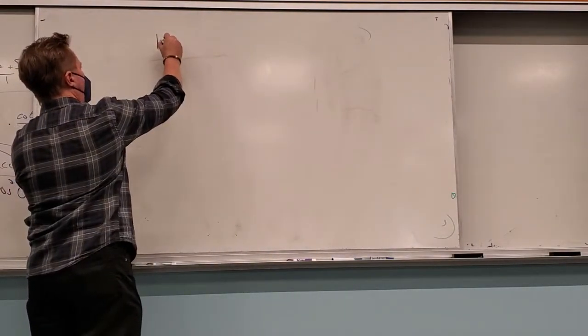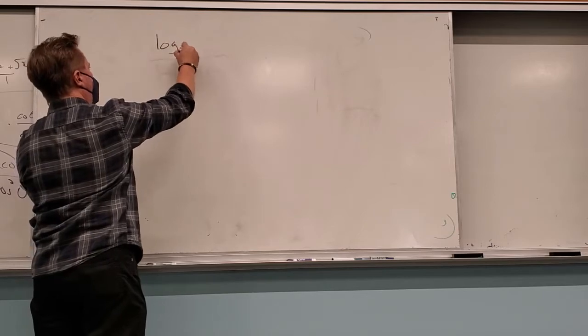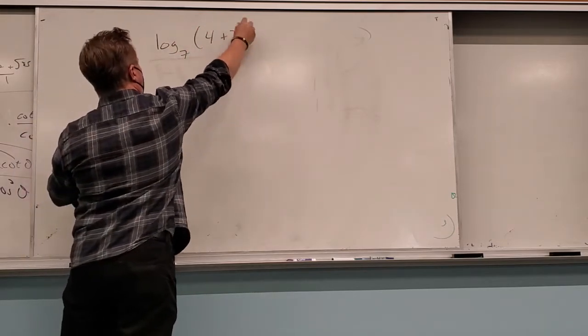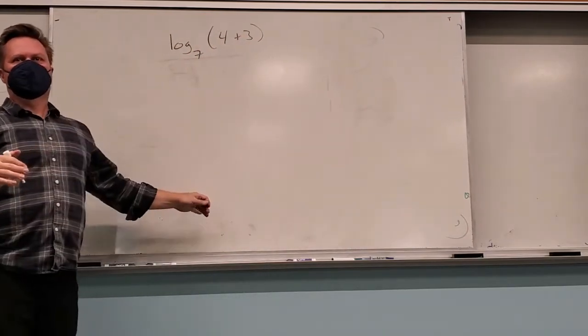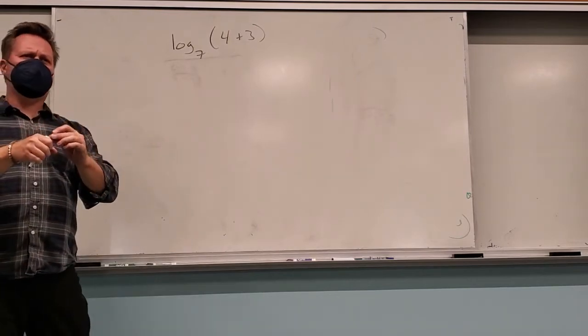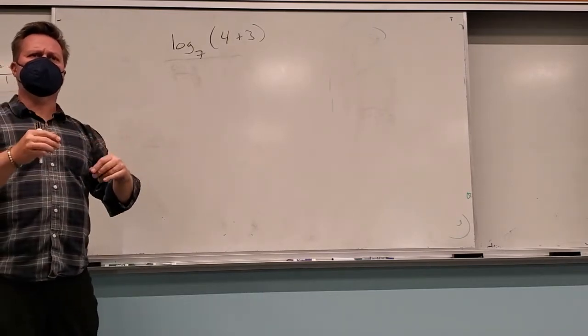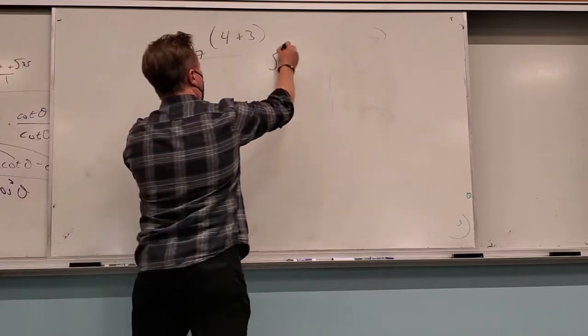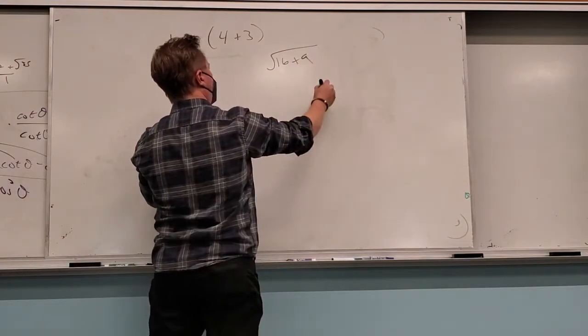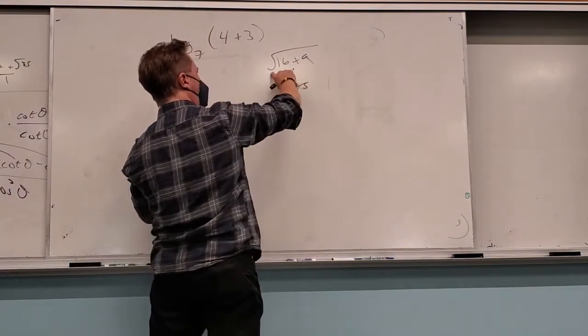If I have log base 7 of 4 plus 3, for example, can I distribute the log? No, I have to do the inside first, right? If I have the square root of 16 plus 9, that is not 4 plus 3. I don't distribute the square root.